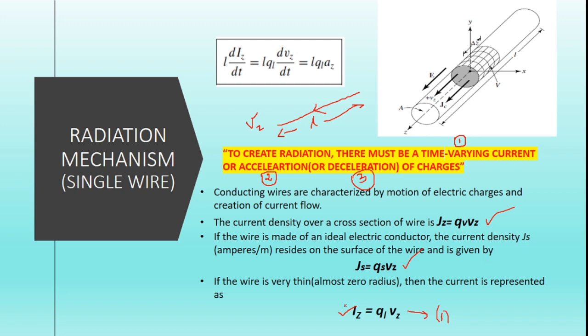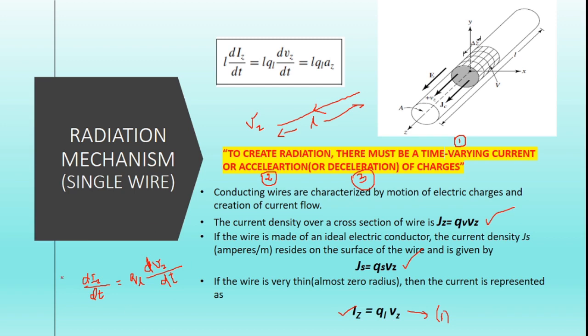So we are going to differentiate this with respect to time, because what we require is a time varying current. If I differentiate with respect to time, what happens? We get the variation of current, so it is diz with respect to time, dt. That will be equal to QL, the charge through the length of the wire, and the velocity is going to vary because velocity keeps changing. So it is dvz divided by dt. So we are varying this equation with respect to time and we have arrived at this particular equation.